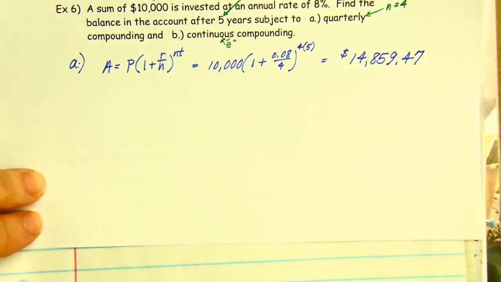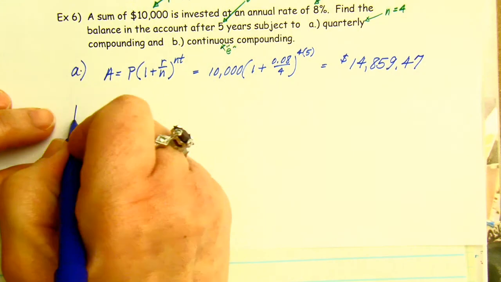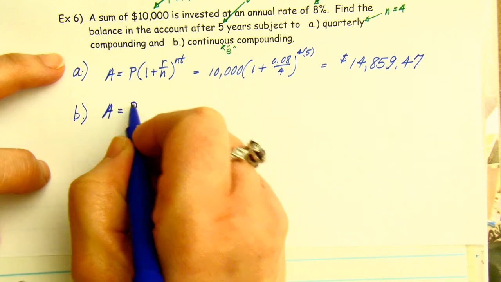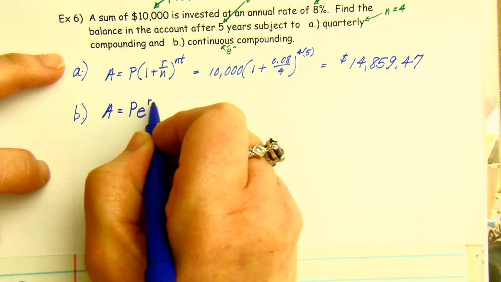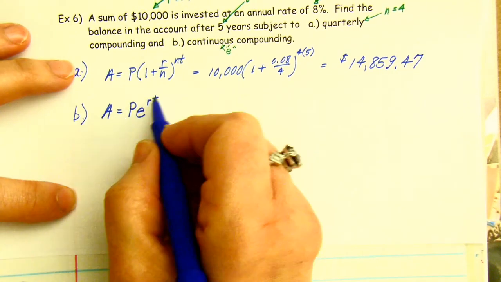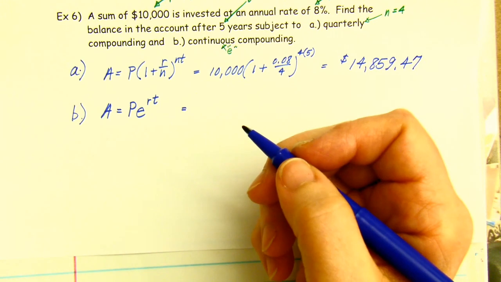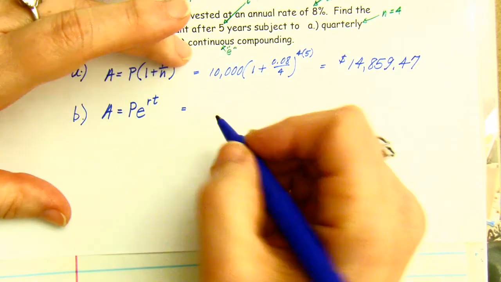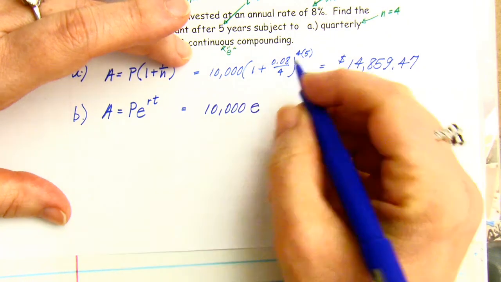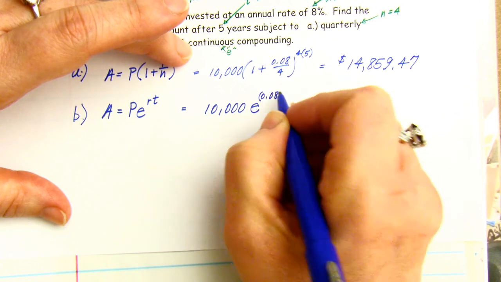The second part is continuous compounding. And that's our other formula that we just learned about. A equals P times E raised to the RT power. Or sometimes students call it PERT because it looks like it spells PERT. All right, so we're still solving for A. P is still 10,000, nothing has changed. E is just E. R is my rate, 0.08, times T is 5.